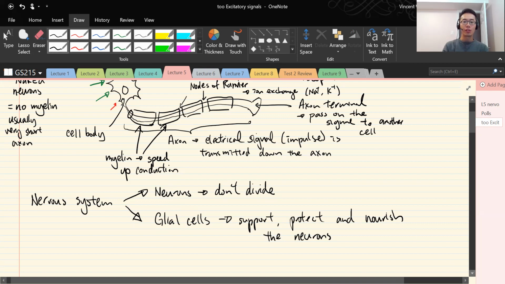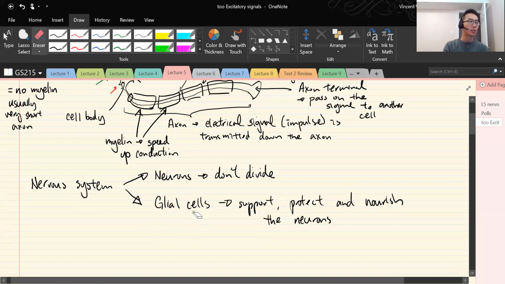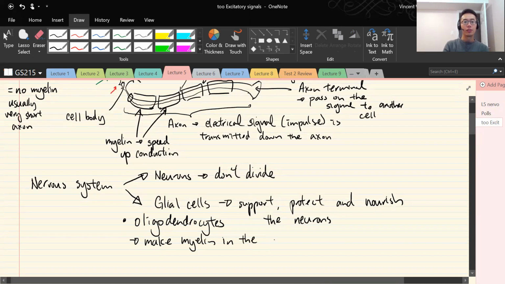Okay, so there are different types of glial cells, and I honestly don't remember which ones we've learned, but I'm just going to list a few for you. So we have things like oligodendrocytes. These ones make myelin in the central nervous system, which is the brain and spinal cord, right?